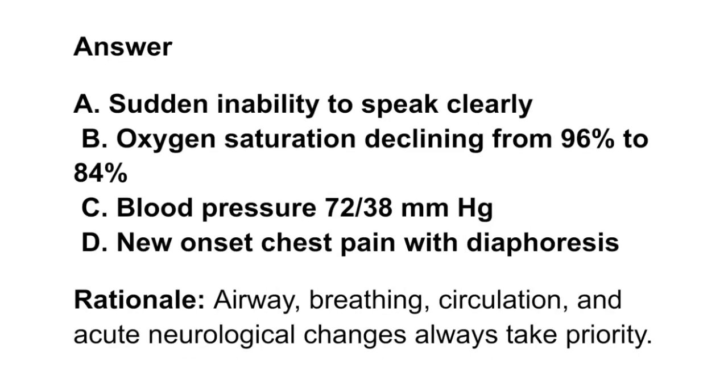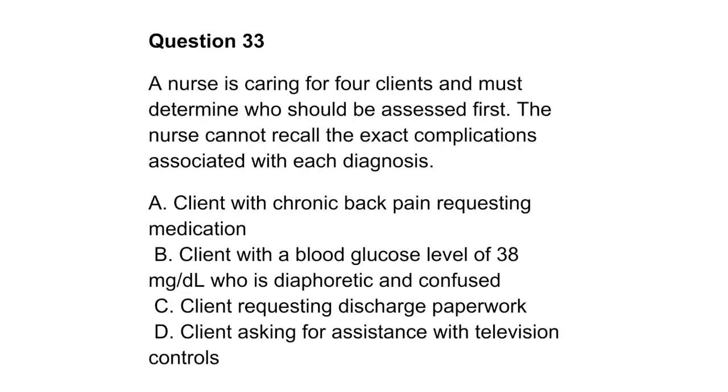Answer: A. Sudden inability to speak clearly. B. Oxygen saturation declining from 96% to 84%. C. Blood pressure 72/38 mm of mercury. D. New onset chest pain with diaphoresis. Rationale: airway, breathing, circulation, and acute neurological changes always take priority. Question 33. A nurse is caring for 4 clients and must determine who should be assessed first. The nurse cannot recall the exact complications associated with each diagnosis. A. Client with chronic back pain requesting medication.